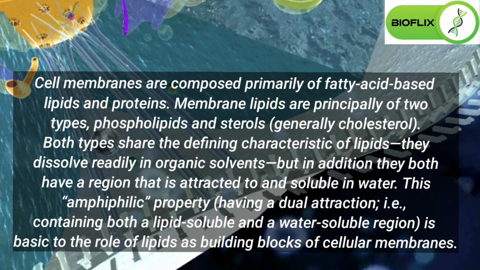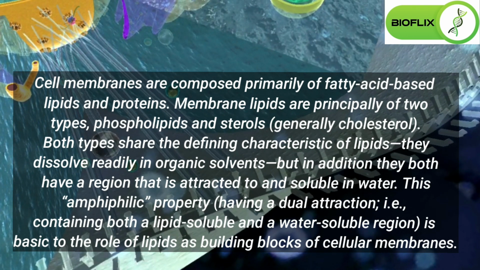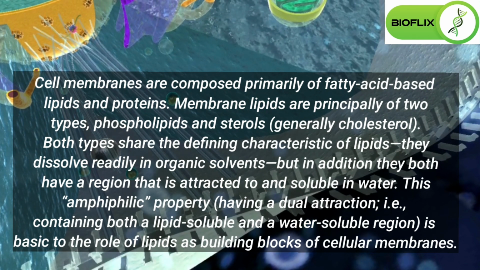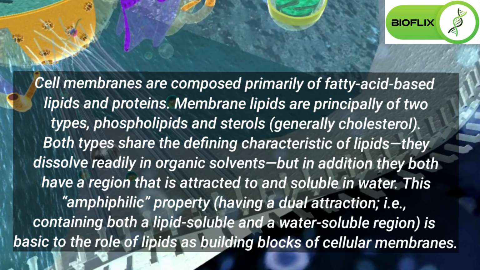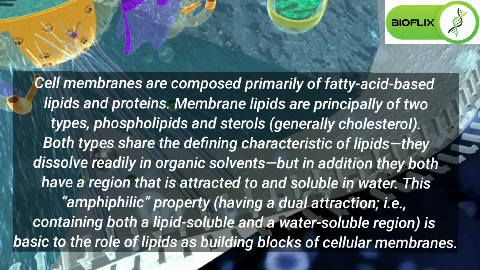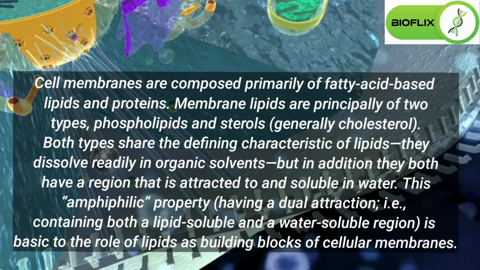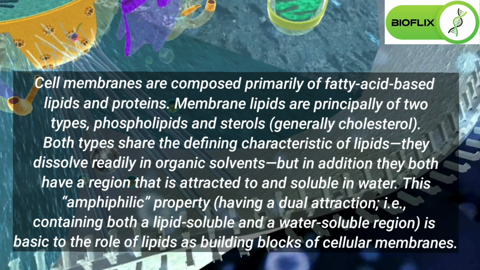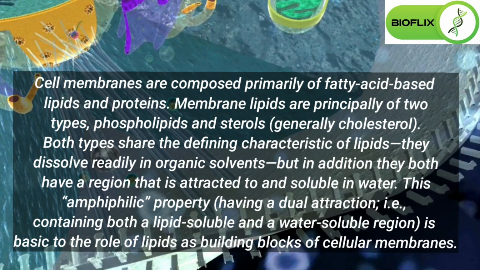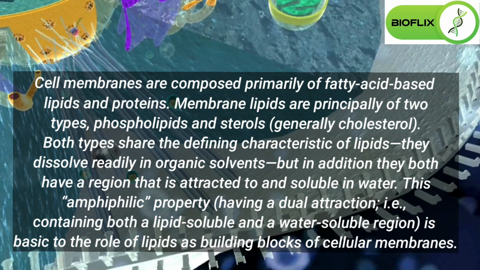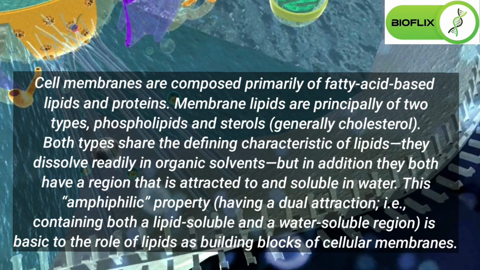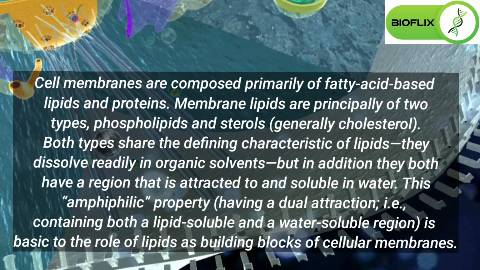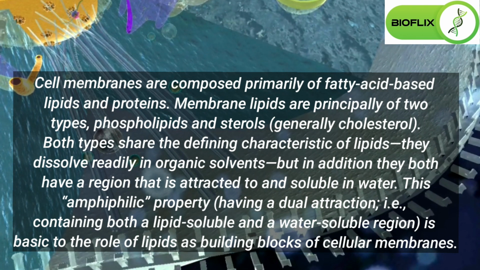Cell membranes are composed primarily of fatty acid-based lipids and proteins. Membrane lipids are principally of two types, phospholipids and sterols, generally cholesterol. Both types share the defining characteristic of lipids: they dissolve readily in organic solvents, but in addition they both have a region that is attracted to and soluble in water. This amphiphilic property, having a dual attraction, that is containing both a lipid-soluble and a water-soluble region, is basic to the role of lipids as building blocks of cellular membranes.